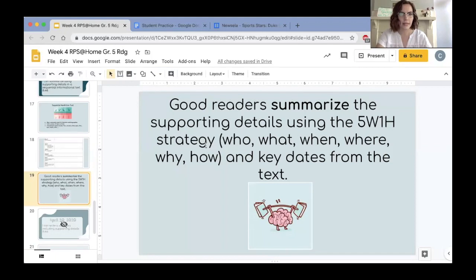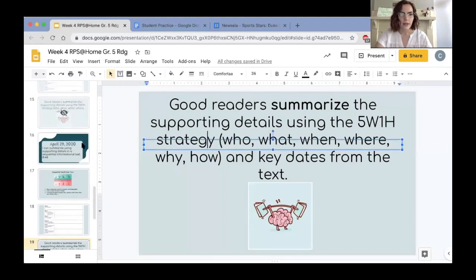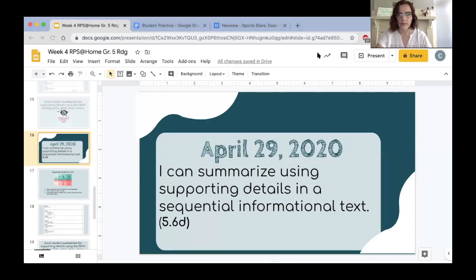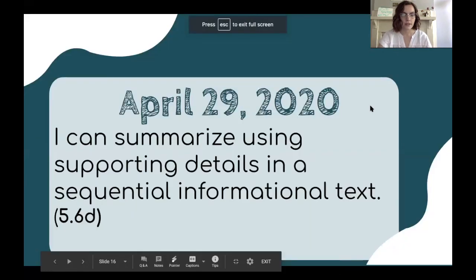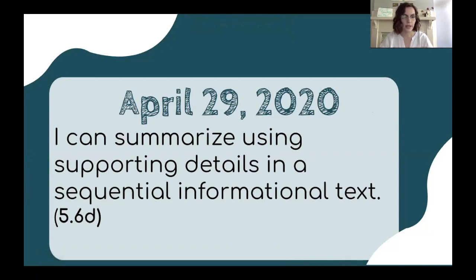I'm still Miss C. We're still working on summarizing nonfiction text, and we are going to keep with the strategy we've been using, the 5 W's, 1 H, but we're going to add one thing onto it to make our summaries richer, specifically when we're working with sequential text. Sequential text we see the most often in historical and biographical text. So this is any time that we are working with a piece of text that goes in order and is focusing a lot on the dates and the times. Our goal for today is to be able to summarize using supporting details in a sequential informational text.